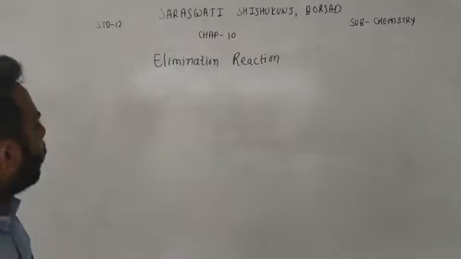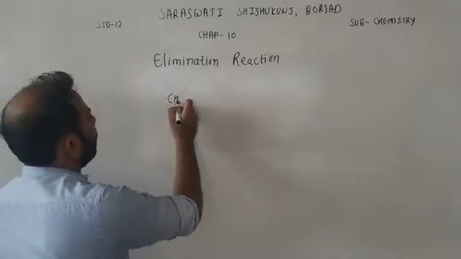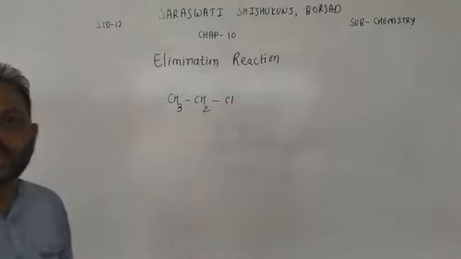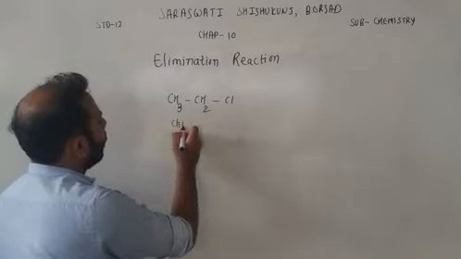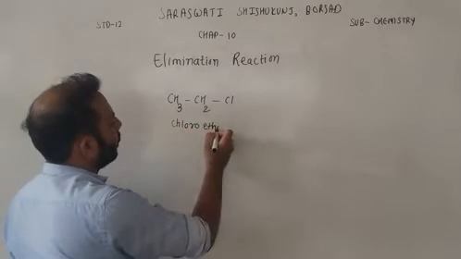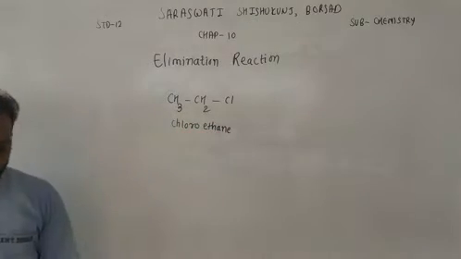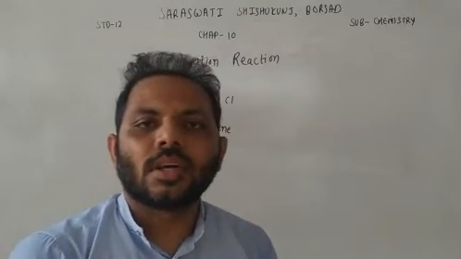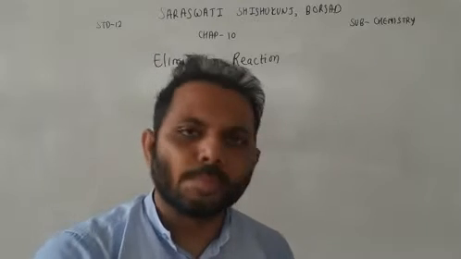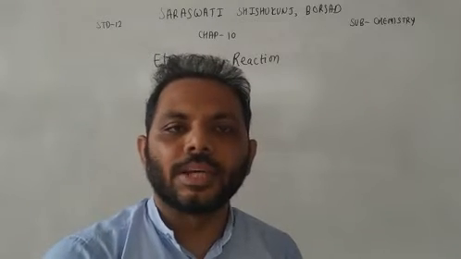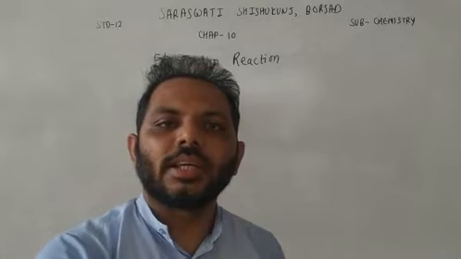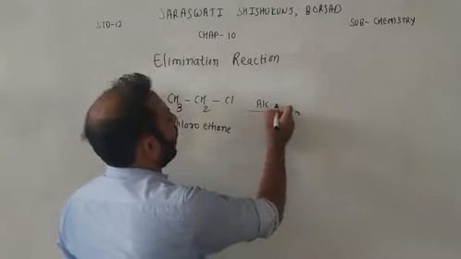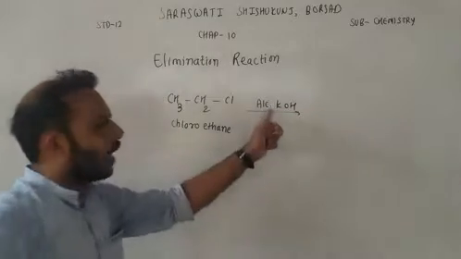So we have got CH3CH2Cl, chloroethane. Now, for elimination reaction, haloalkane reacts with alcoholic KOH. Base is used and the base is KOH. KOH is dissolved in alcohol. So it reacts with alcoholic KOH.